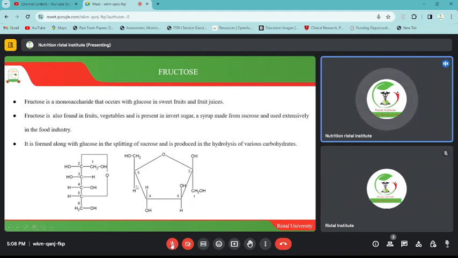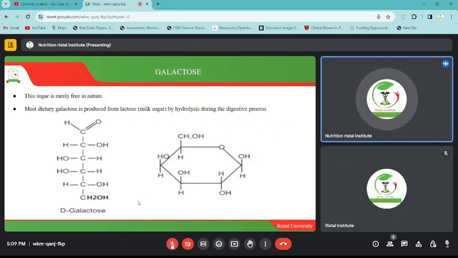So you're supposed to be able to understand that these structures are quite different from each other. However, they are isomers, meaning they have the same molecular formula but different structural formula. That is what an isomer is. Hopefully you get to understand that.